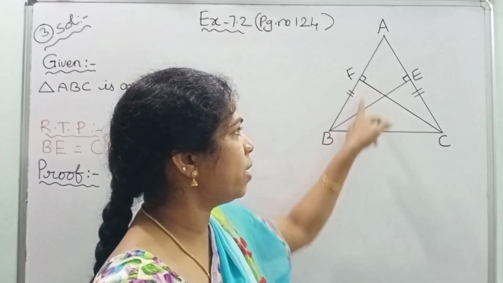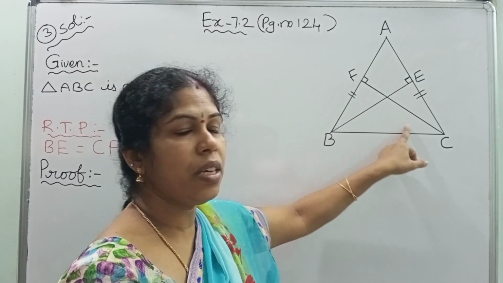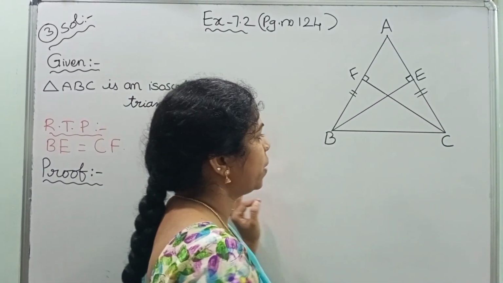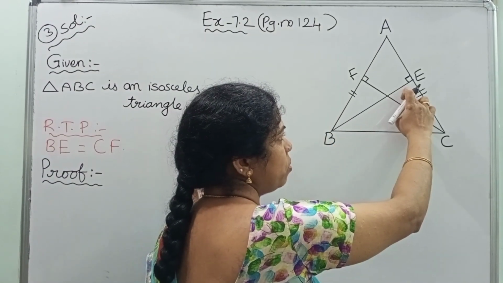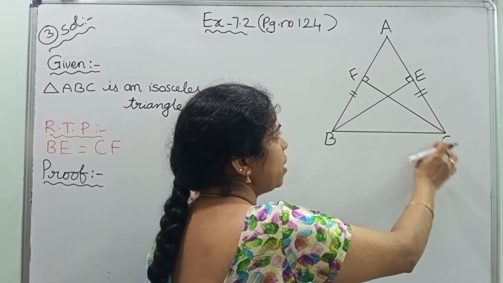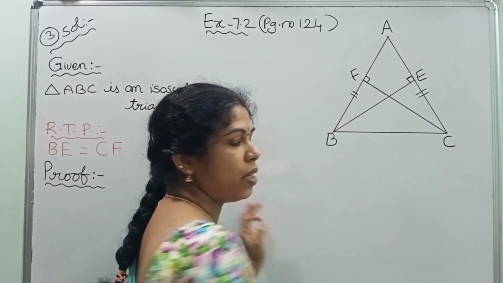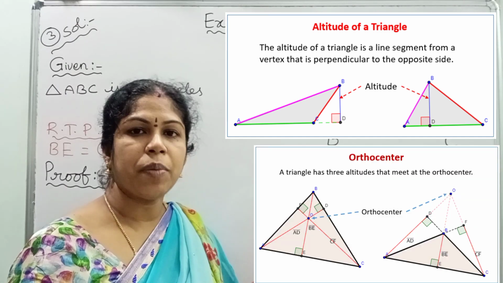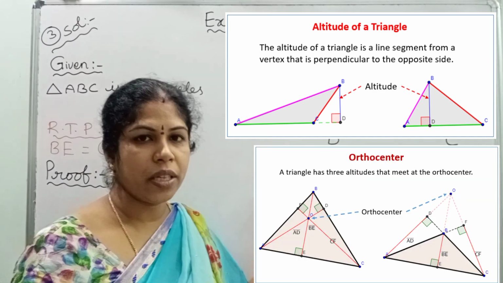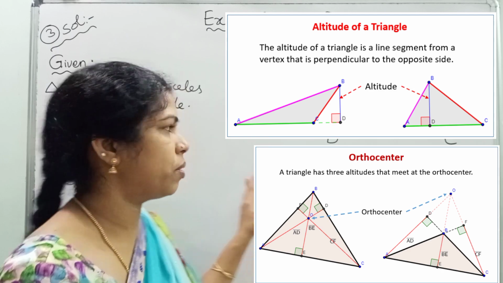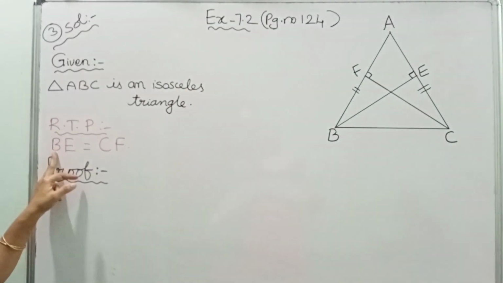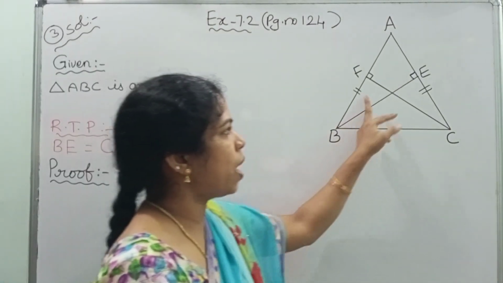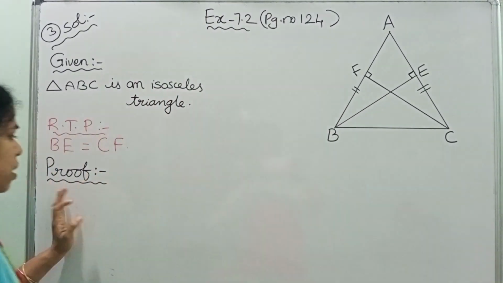Given that triangle ABC is an isosceles triangle. That means AB is equal to AC. And also BE is an altitude drawn onto the side AC. CF is an altitude drawn onto the side AB. What is an altitude? The perpendicular drawn from a vertex of a triangle onto its opposite side is an altitude. So here what is required to prove? BE is equal to CF. We need to prove that these two altitudes are equal. Let us see the proof.